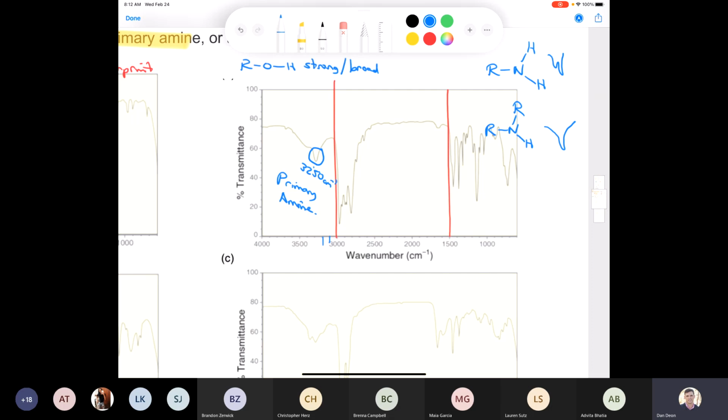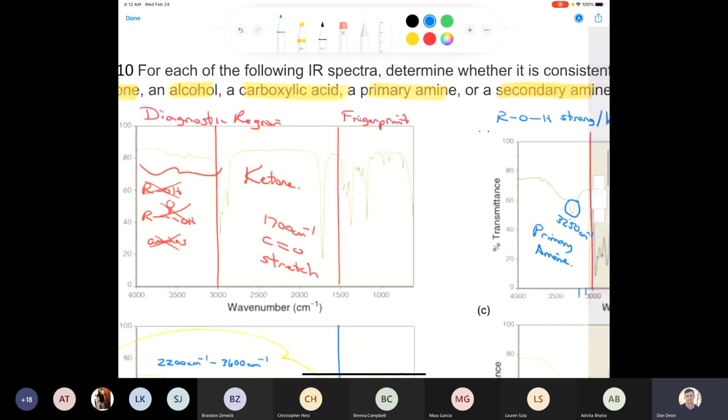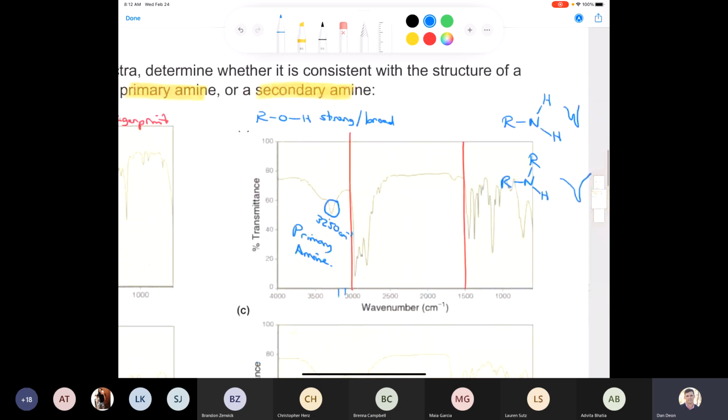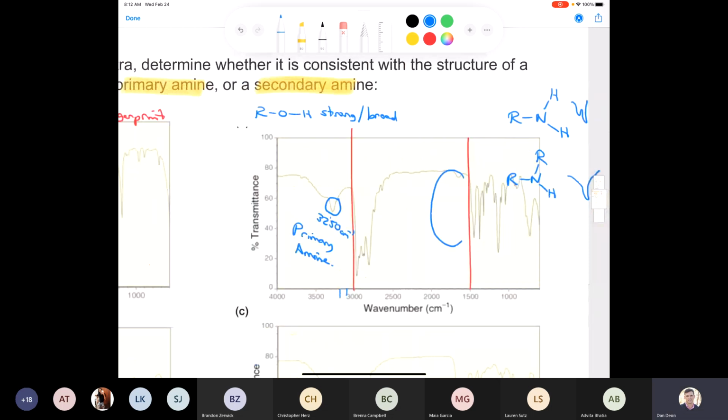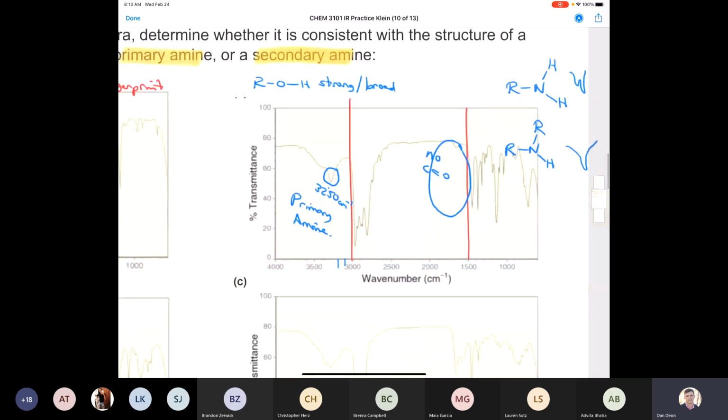All right. Anyhow, now what are the other options? Alcohol, it's not an alcohol. It's not, the dipole isn't strong enough. The signal isn't strong enough. It's not a ketone, right? We have no carbonyl. Okay, so no carbonyl. Therefore, it's not a carboxylic acid. Okay, it's not a ketone. And so therefore, this one must be a primary amine. Or sorry, a secondary amine.